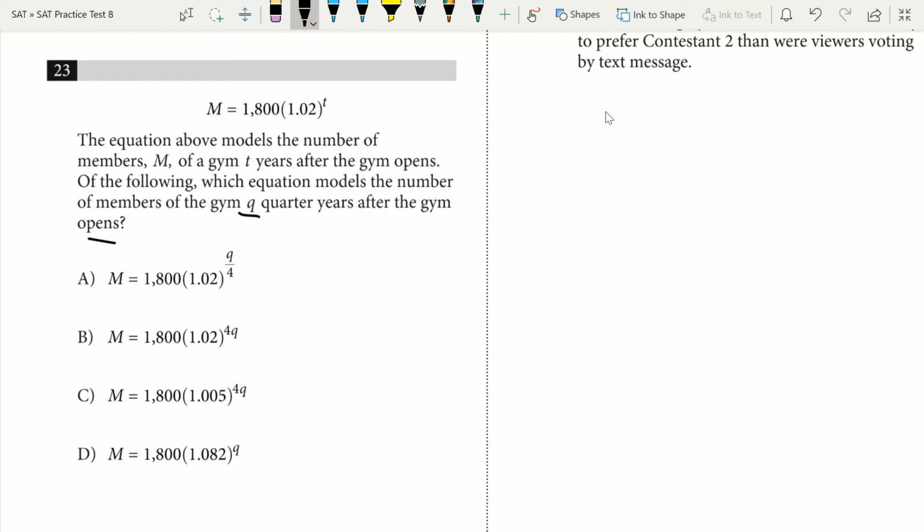All right, well, if I'm switching T from years to quarters, then I now have to have my denominator be 4 and Q be my numerator, right? And when we think about this, it makes sense. 4 quarters are in 1 year, so we plug in 4 for our Q. We get 4 over 4, which is 1, same as 1 year. So it's going to be the same equation, except we have Q over 4 instead of T. So my answer is going to be A there.